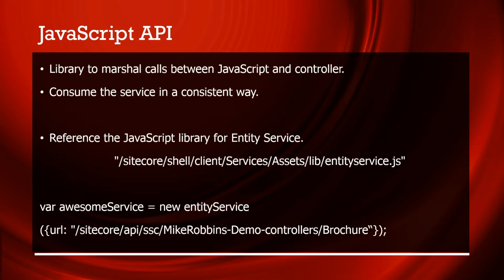It's quite easy to use. Firstly, we reference the JavaScript library, which is the standard path to the JavaScript library as it comes in Sitecore. We then create an instance of Entity Service, and then we pass in the URL to our service. So this is not any actions or anything like that. It's directly to the actual controller. So you can see we're using the same routing URL there.